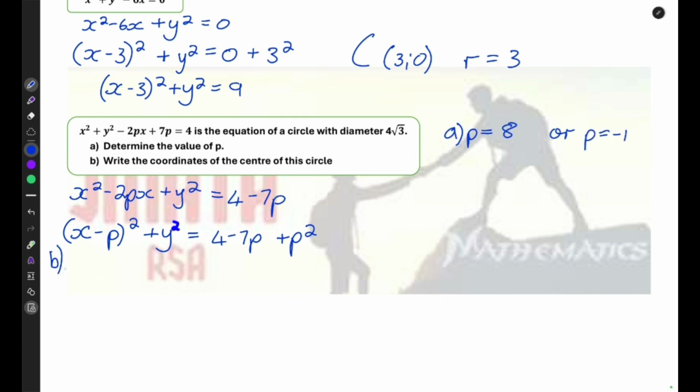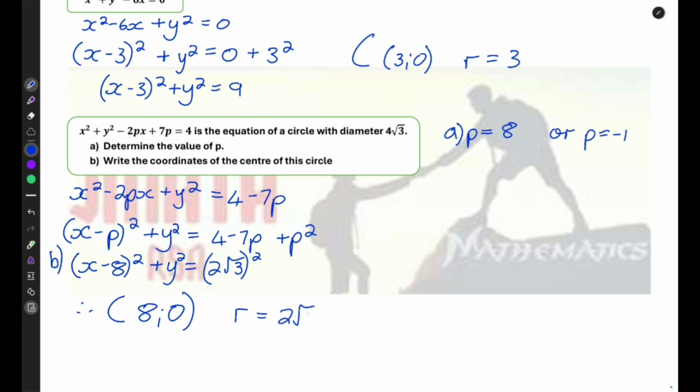In question B, they asked me to write down the coordinates of the center of the circle. I now need to do the sum twice because both p values are valid. So if I just take the 8, then it would be x minus 8 squared plus y squared would be equal to 2 root 3 squared, because they told me that is what the diameter and then the radius would be. So if I look at this, the center of the circle would just be 8 and 0, whilst the radius is equal to 2 root 3.